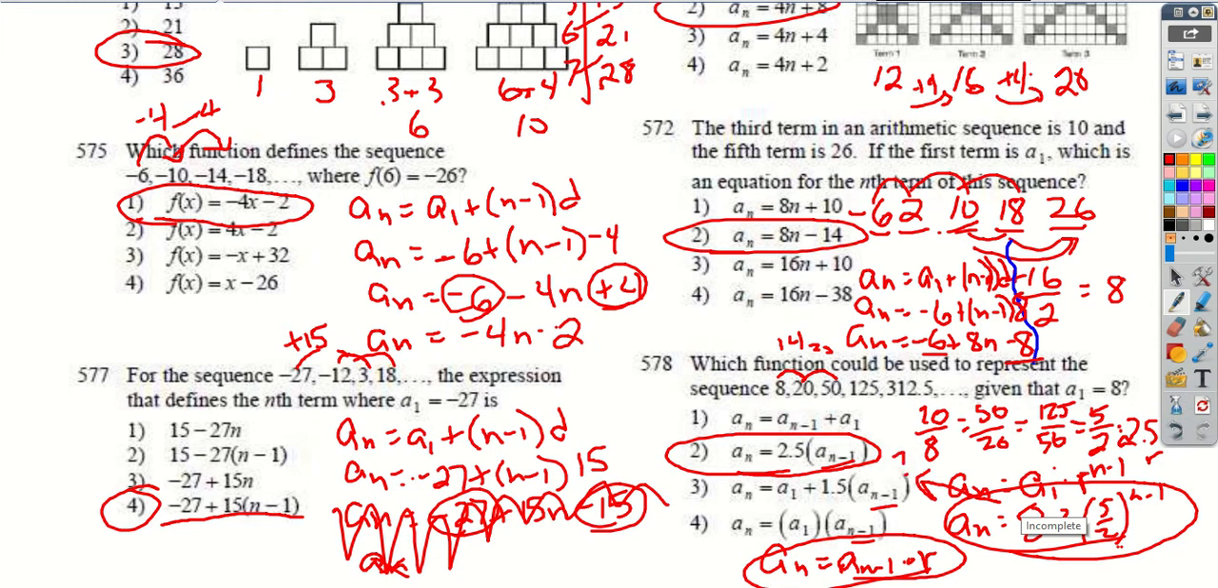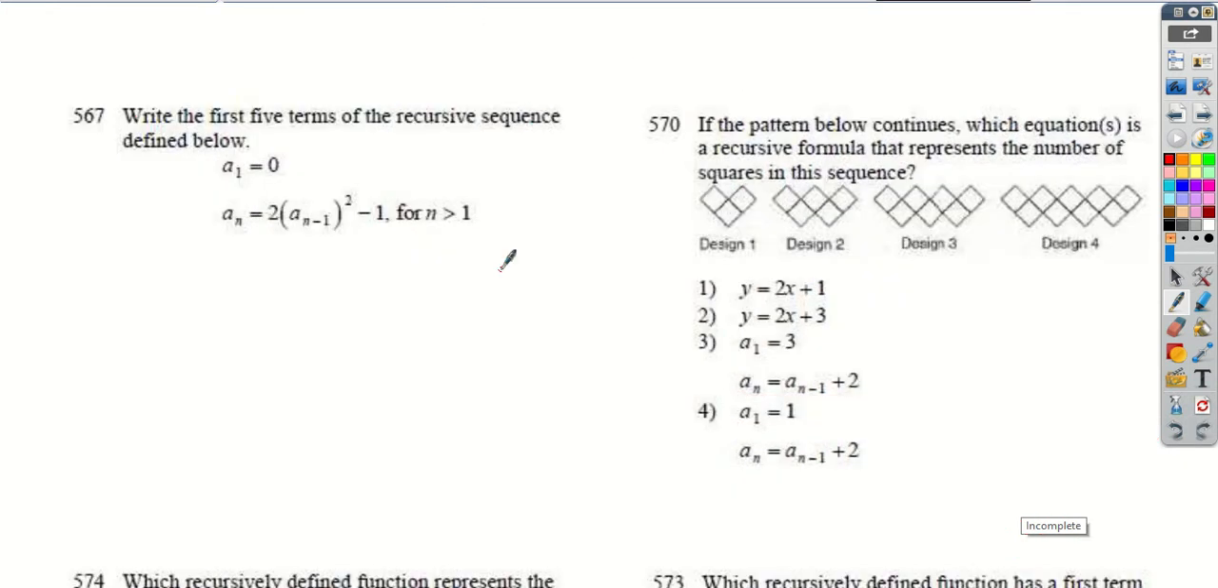All right, and on the last page here, I'm going to pause it as it loads. We got a little recursive stuff. Write the first 5 terms of the recursive sequence defined below. So all we're doing is, when this says a sub n minus 1, it really means the term before. So as I do a2 equals 2, this really means a sub 2 minus 1, or a1 squared minus 1. That's what that literally means.